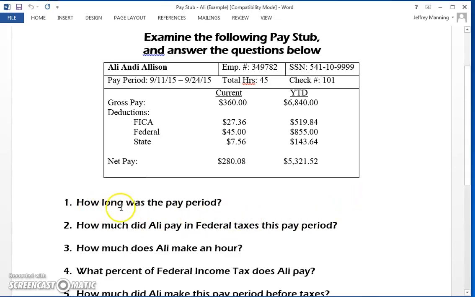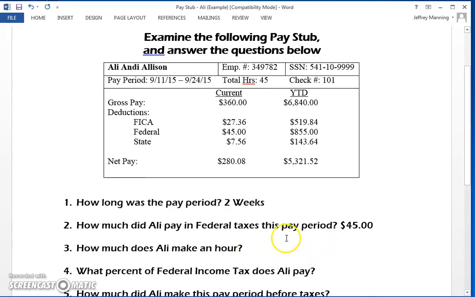Question number one, how long was the pay period? Well, right up here it tells us that the pay period started on September 11th, 2015, and it ended on September 24th, 2015. So the pay period was about 2 weeks. How much did Allie pay in federal taxes this pay period? Well, we already said that federal was $45, right? So she paid $45.